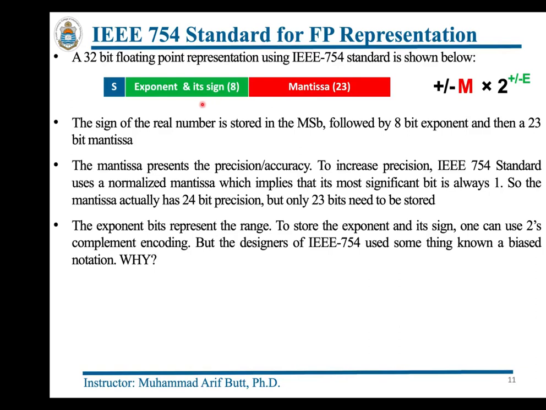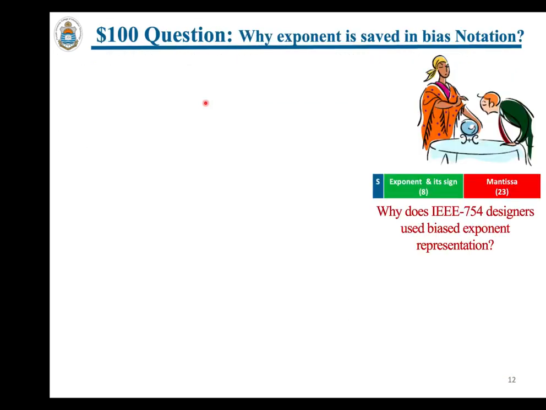Well, the exponent bits represent the range. To store the exponent and its sign, one can use 2's complement encoding, but the designers of IEEE 754 used something known as biased notation. Before I proceed, let us understand what a biased notation is and why the designers preferred this biased notation over the 2's complement encoding. So a $100 question: why did the IEEE 754 designers use a biased exponent representation?